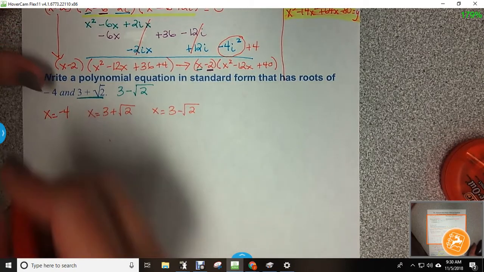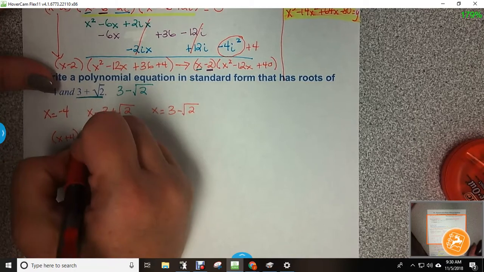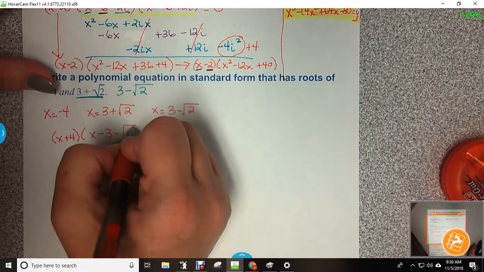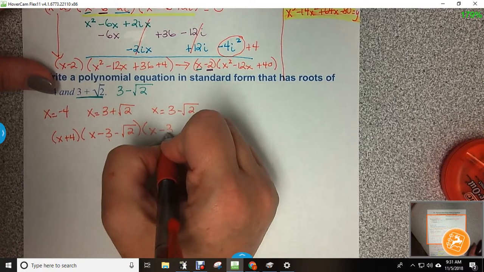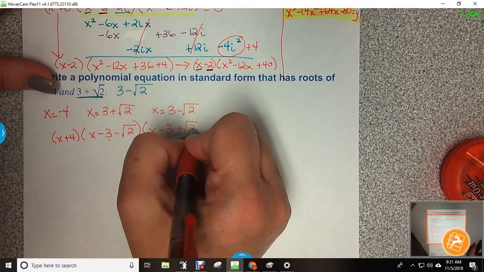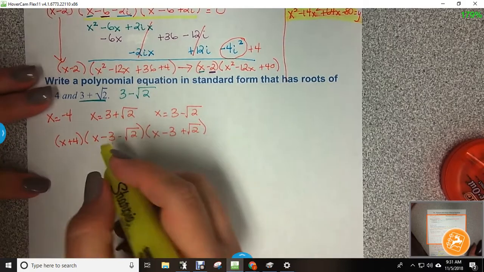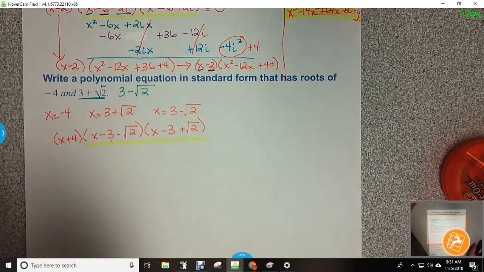Move it all back over, so I end up with x plus 4, x minus 3 minus the square root of 2, and x minus 3 plus the square root of 2. And now multiply it all together. Go ahead, pause the video while you multiply it. When you're done, turn it back on. You can check your work and your answer with mine. I'm going to start here.